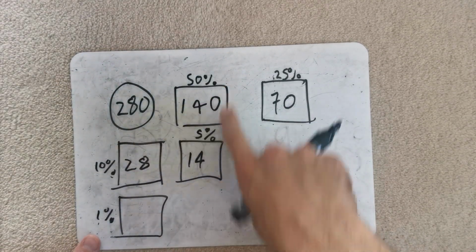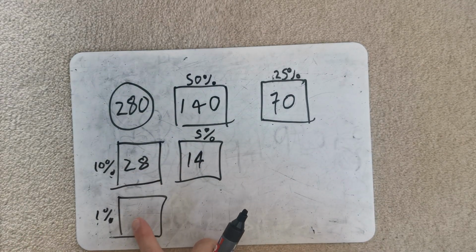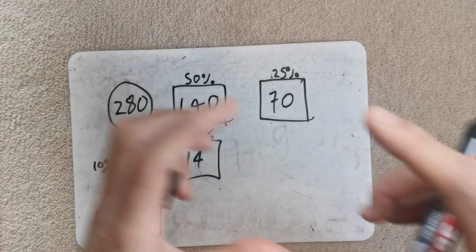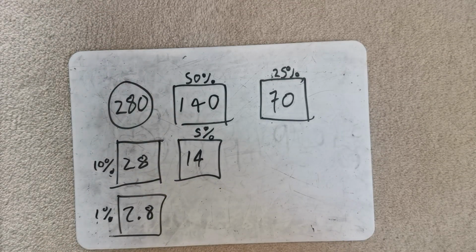Or we could go 50% and divide by 10. It works exactly the same way. Now 28 divided by 10 again will give us the 1%. Remember you're moving things across by one decimal place, so you actually get 2.8.